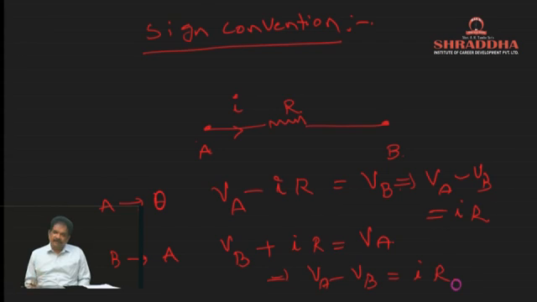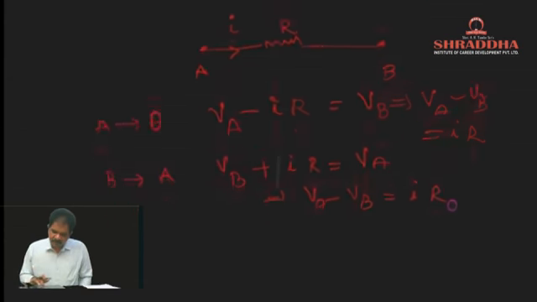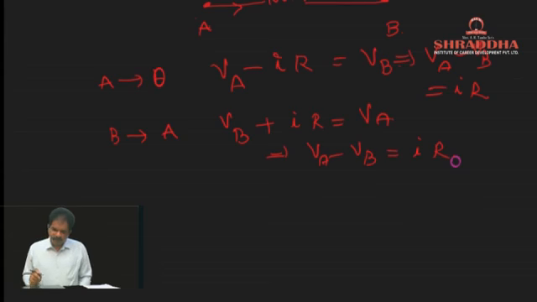What is the sign convention we have to follow here? Across the resistor, the potential drop will be minus IR if we are moving in the direction of the current. If we are moving opposite to the direction of the current, then the potential drop will be positive.